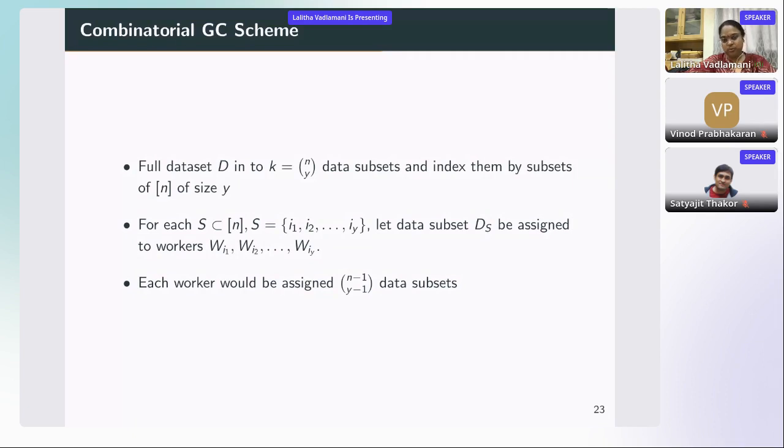So we call it a combinatorial gradient coding scheme. The full data set has to be divided into n choose y data subsets, and each data subset is indexed by a subset. When do we place a particular data subset in a node? If a particular worker index is contained in that subset index, then we assign it to the worker node, and not otherwise. With simple counting, we can show that the number of data subsets assigned to each worker will be n minus 1 choose y minus 1.